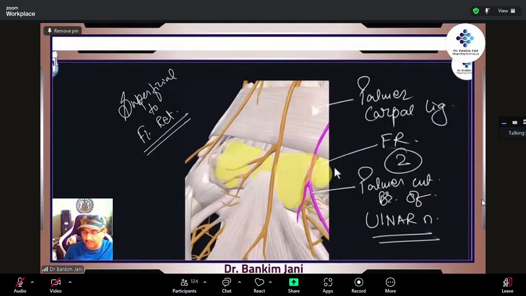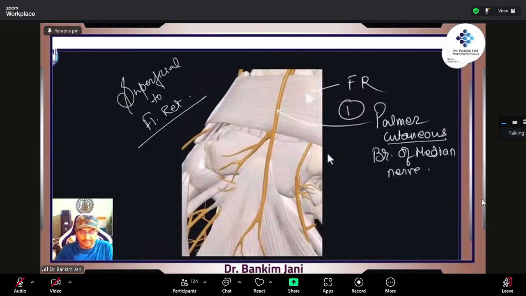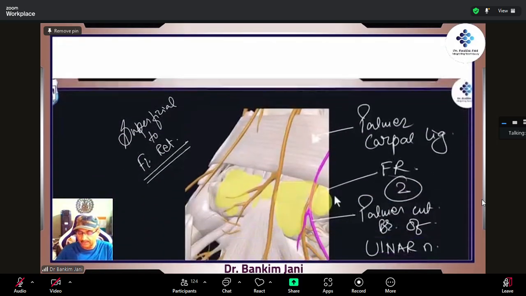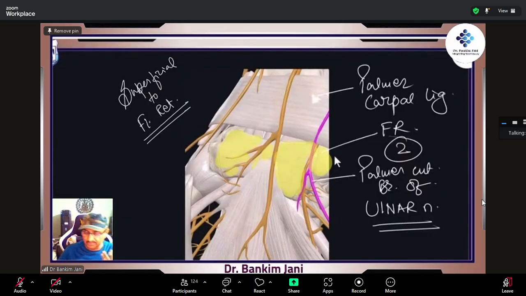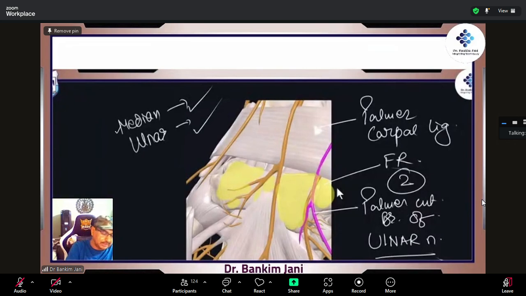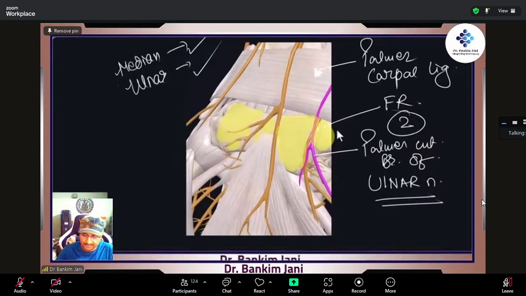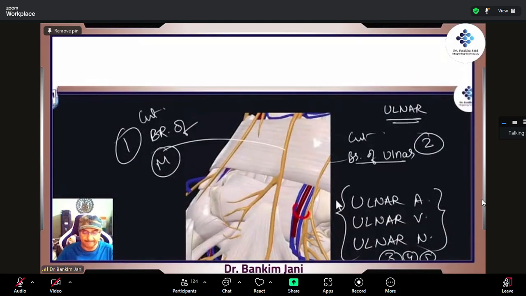The palmar cutaneous branch of the ulnar nerve. Again, it is the ulnar nerve. So this is the palmar cutaneous branch of the median nerve, and this one is of the ulnar nerve, because there are two major nerves at this point, the median nerve and the ulnar nerve. So their palmar cutaneous branches are superficial. Very nice. So this is done, their palmar cutaneous branches, and the palmar cutaneous branch of the ulnar nerve is there.